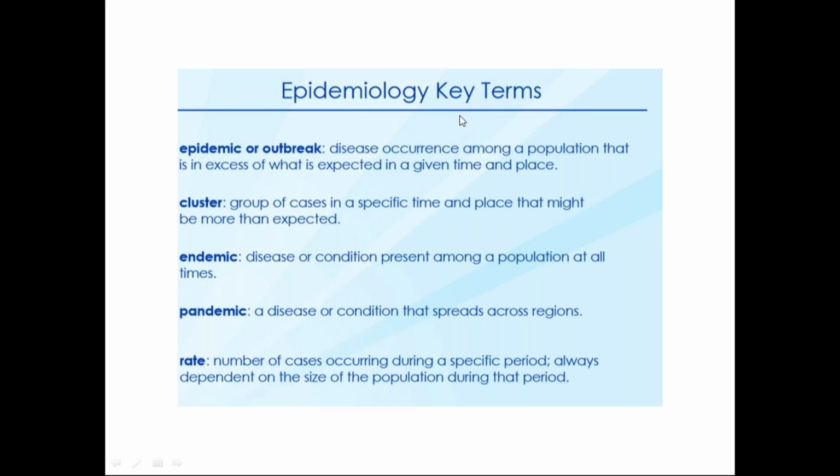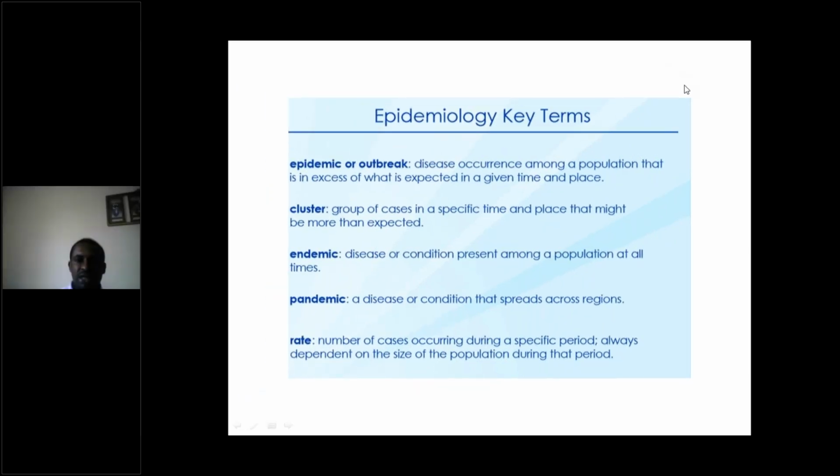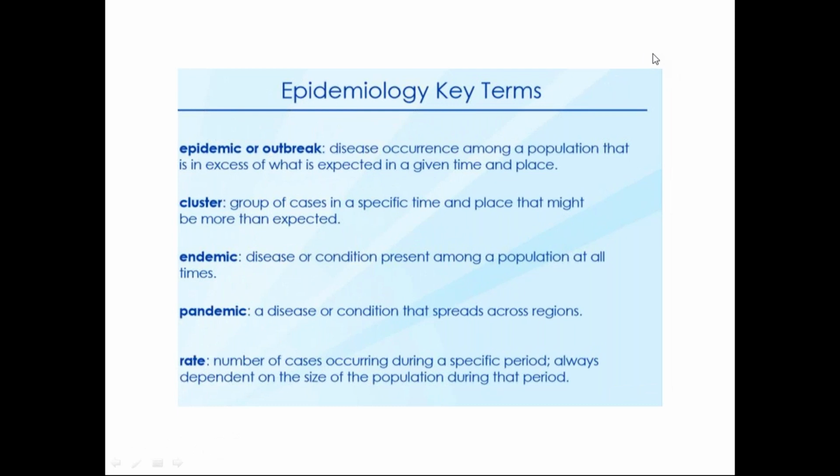Please take note of these key terms. So key epidemiological terms. We have epidemic or an outbreak. So what is an outbreak? What is an epidemic? This is when a disease occurs among a population in excess of what is expected at a given time. Let me give an example.